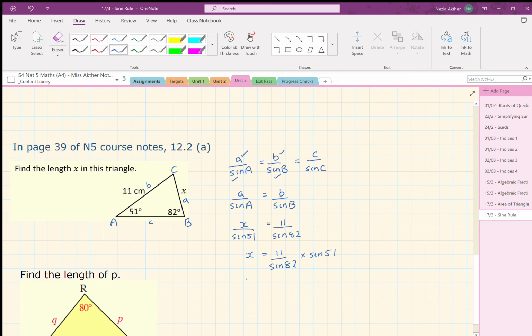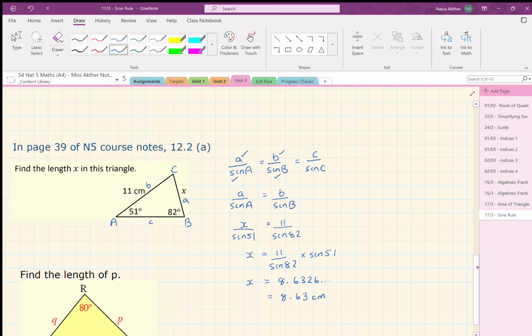Okay, we now put this into our calculator. Once we have done that, we should get 8.6326... and we then need to round this to 2 decimal places because we are not told what to round it to. So that becomes 8.63 centimeters. Okay, so the length of x is 8.63 centimeters.